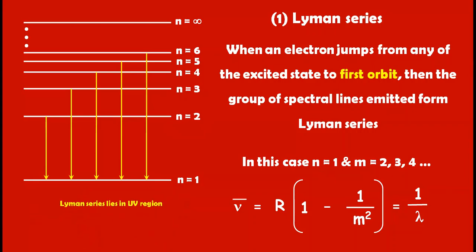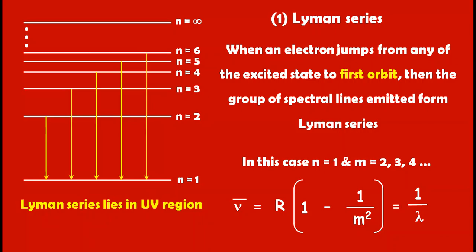Now, Lyman series lies in the UV region, which means the photons emitted during these transitions shown in the diagram are basically ultraviolet radiations. Now, what is the series limit as far as Lyman series is concerned? Series limit refers to the spectral line that is emitted during the last transition.